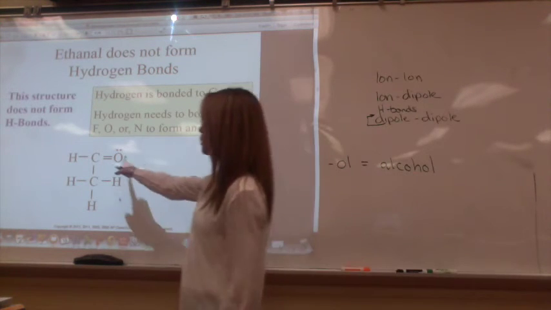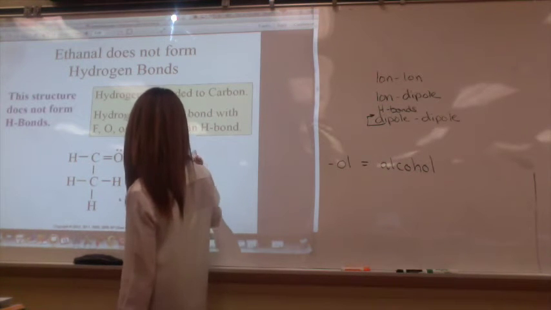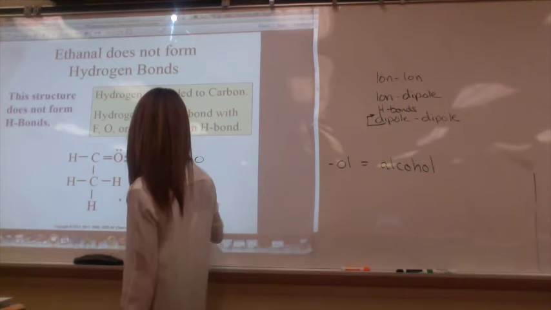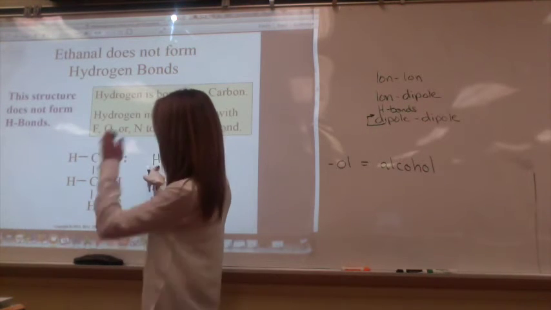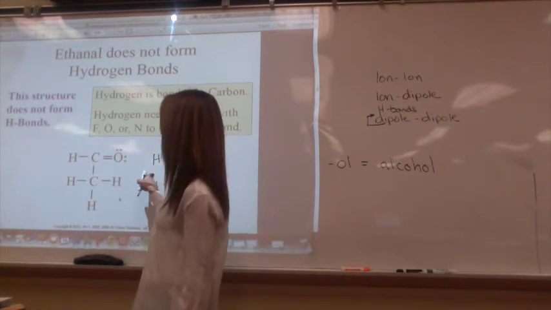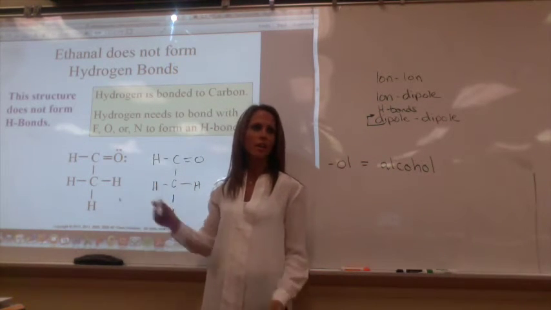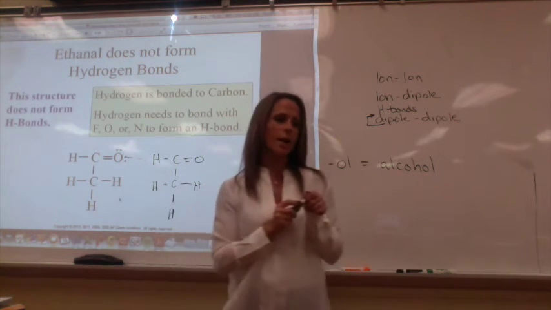I do end up with lone pair electrons here, so if another one comes in, like this, I will possibly end up with some forces of attraction, and I'll explain that later, but you're not ending up with a hydrogen bond. You cannot call that an H bond, this attraction to this, okay? So that's not going to happen.